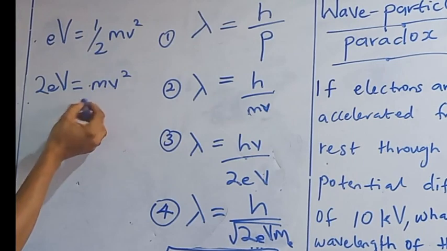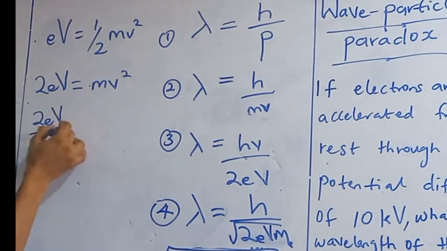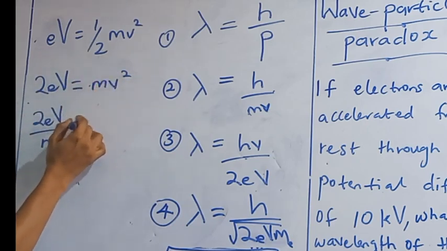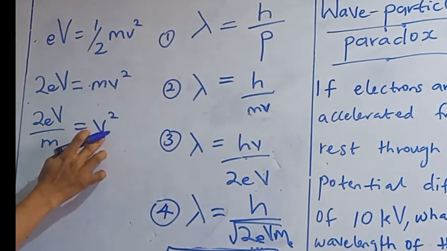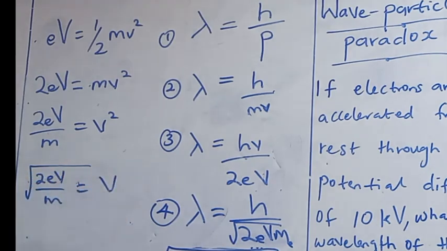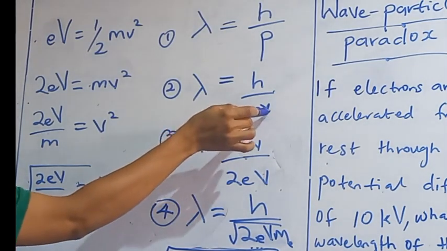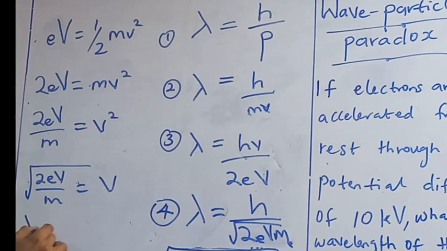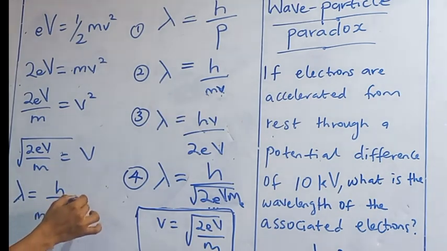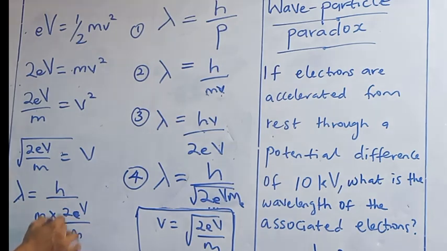So if we go ahead and have 2 electron volts over m, dividing both sides by m so that we eliminate this and we'll have v square. So let's take the square root. We'll have the square root of 2 electron volts over m is equal to v. Then we have gotten v. Putting it there, lambda is equal to h over m times, instead of v, we'll put square root of 2 electron volts over m. That's putting in this v back.